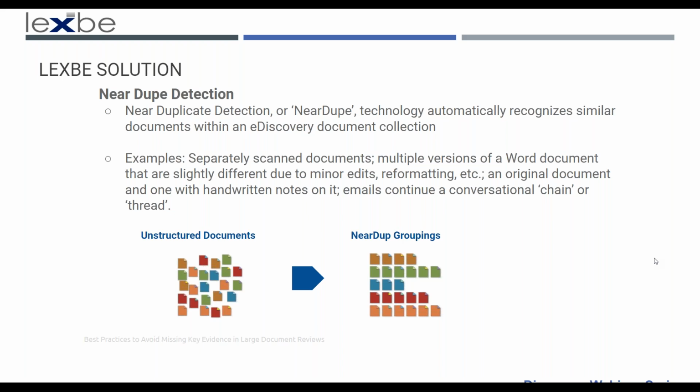With LexB, technology-assisted review and near-loop groupings are included with your subscription and are engineered into the platform itself. So you don't have to have multiple point solutions. You don't have to worry about transferring data in and out of a platform. It all stays resident within the LexB eDiscovery platform, which saves you time and money and makes it very efficient and easy to use.